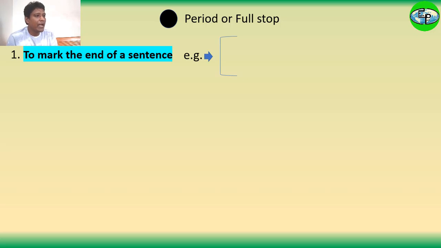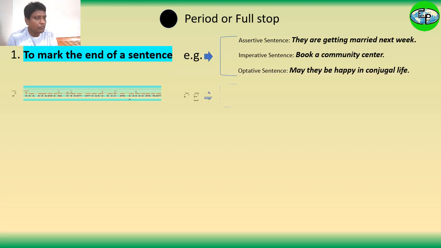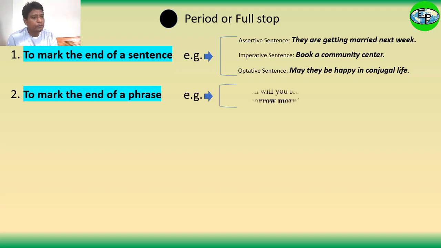Number one, to mark the end of a sentence. For example, in an assertive sentence: They are getting married next week. In an imperative sentence: Book a community center. In an optative sentence: May they be happy in conjugal life. To mark the end of a phrase, for example, when will you leave? Question and the answer only, simply: Tomorrow morning.